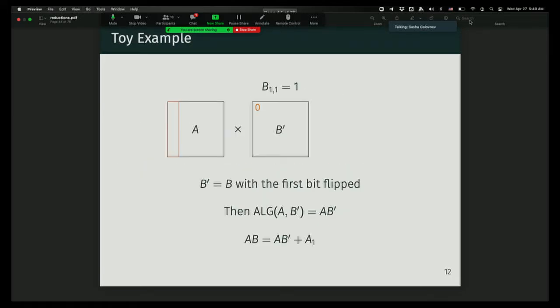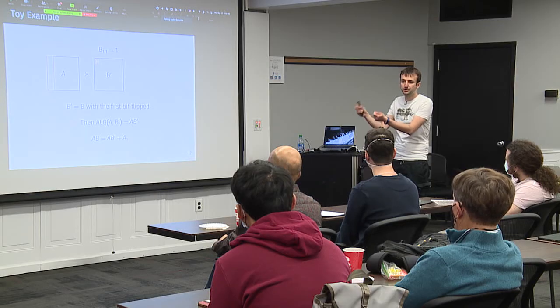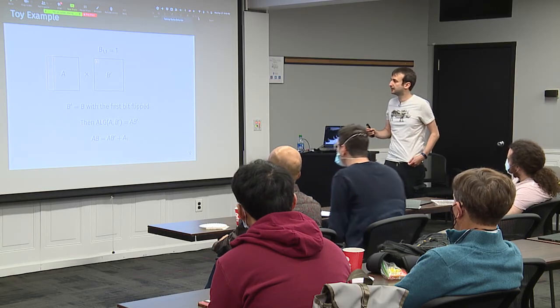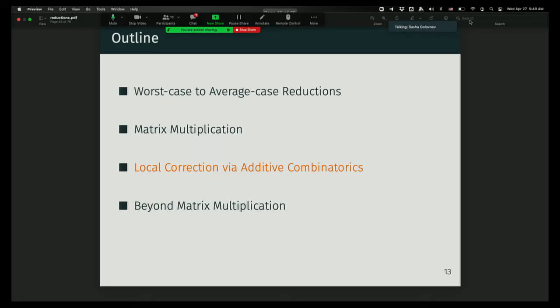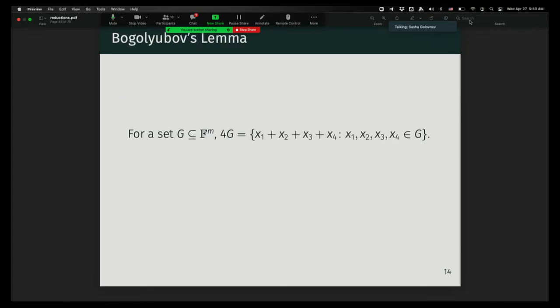So it turns out that hoping that you can always flip a few bits in B and get into the class of good matrices is too ambitious. That's not necessarily always true, but we can do something similar. For this, we'll use some tools from additive combinatorics. Let me introduce one or two definitions. Say I have a set G of good vectors, good matrices, in some vector space. Then its sum set 4G is just the set of all sums of 4-tuples from the set.